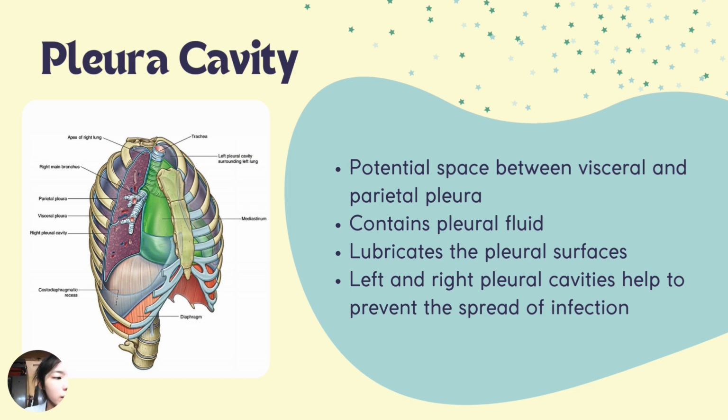The pleural cavities are completely separated from each other by the mediastinum. Therefore, abnormal events in one pleural cavity do not necessarily affect the other cavity. This means that the left and right pleural cavities help to prevent the spread of infection.